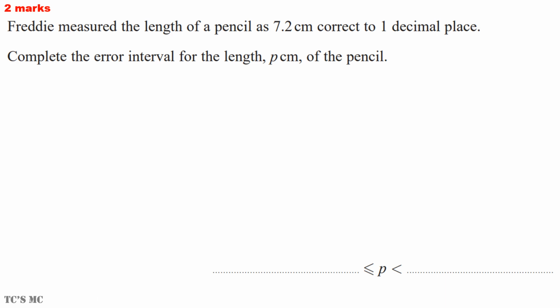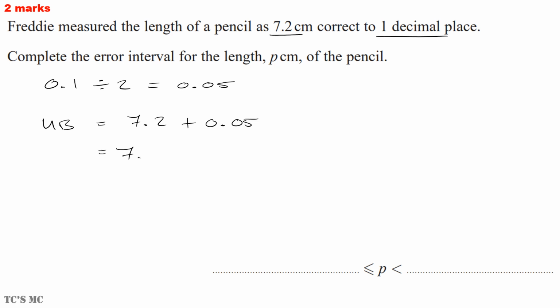Freddie measured the length of a pencil as 7.2 centimeters, correct to 1 decimal place. Complete the error interval for the length p centimeters of the pencil. The smallest 1 decimal number is 0.1. We need to divide that by 2 and we get 0.05. For the upper bound, we need to do 7.2 add 0.05 and we get 7.25. For writing this over here, we now have 1 mark.